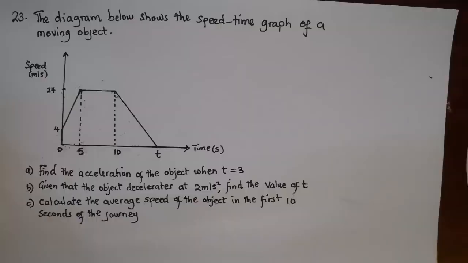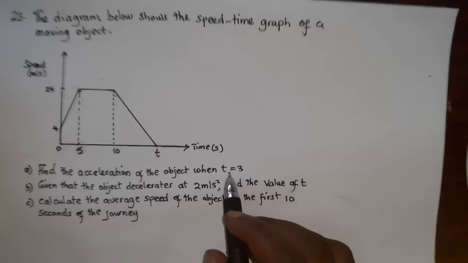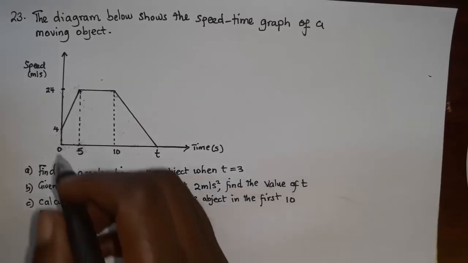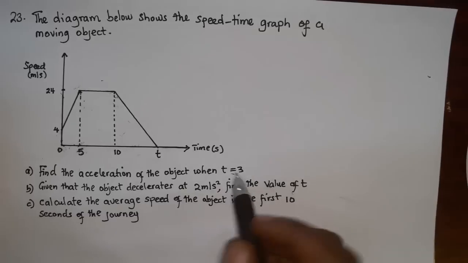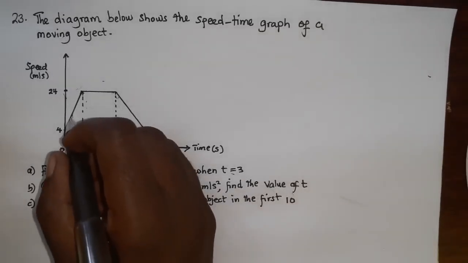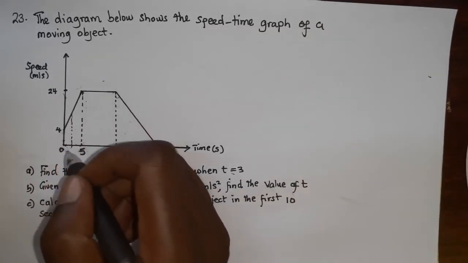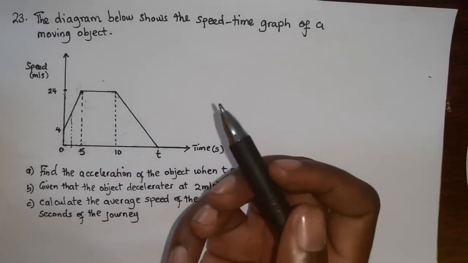We look at the last. Okay, so the last one, the diagram below shows a speed time graph of a moving object. Find the acceleration of the object at t is equals to 3. So this 3, you know that it's between what? It's actually somewhere here, isn't it? That's what we're talking about.